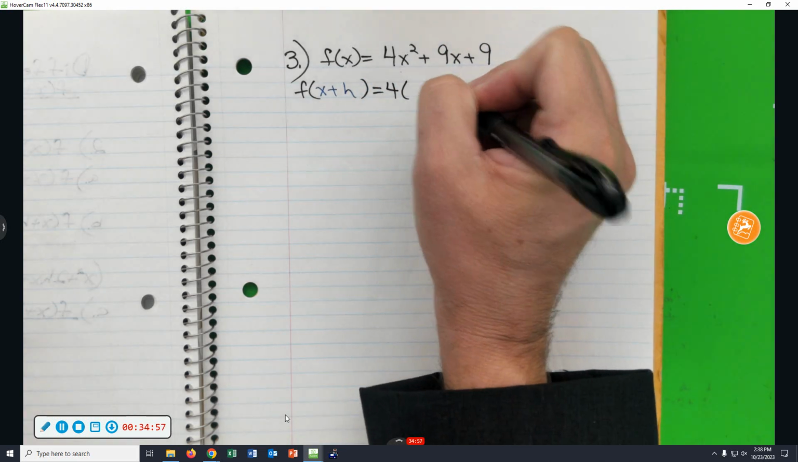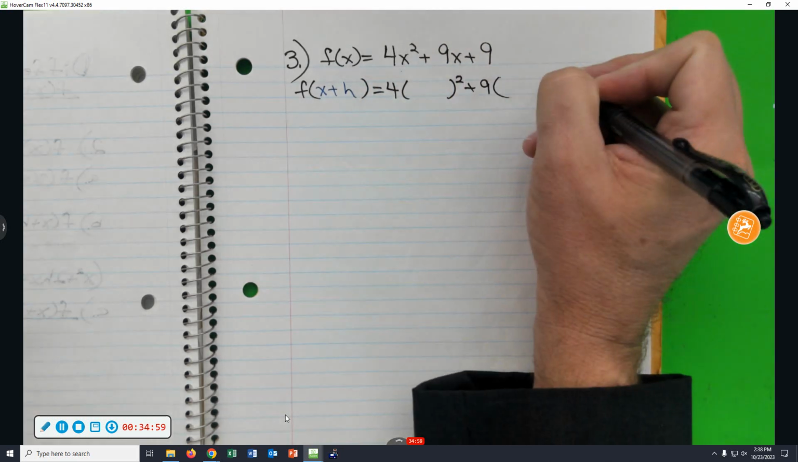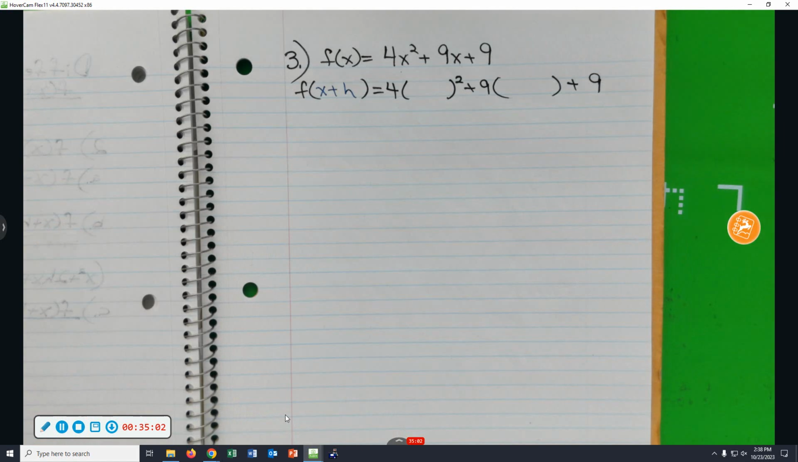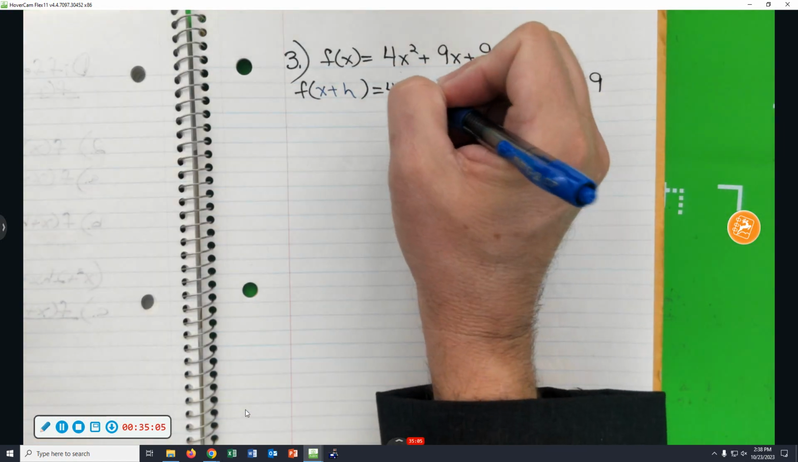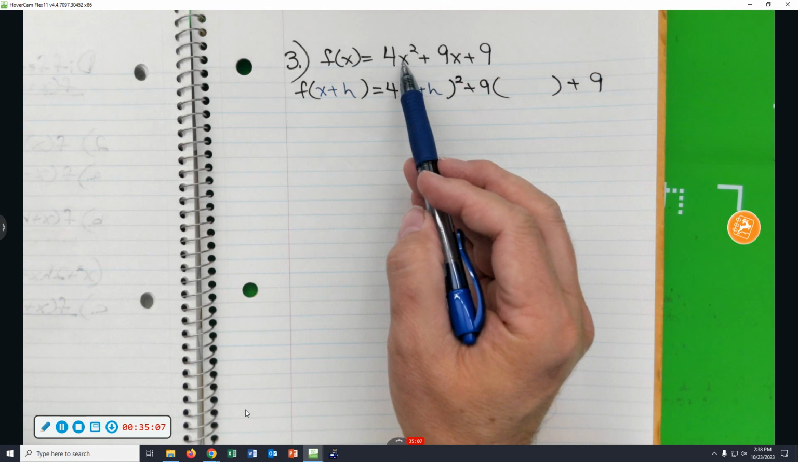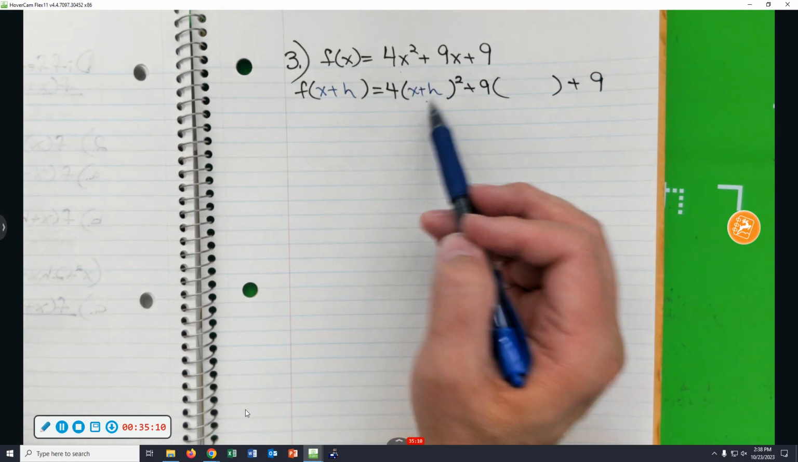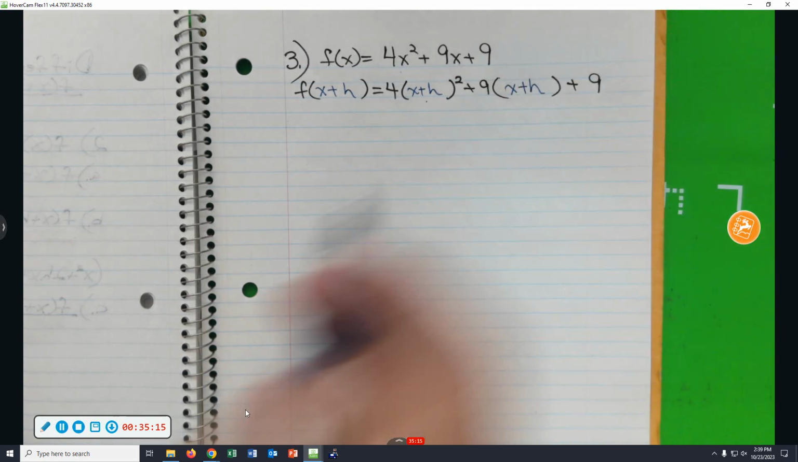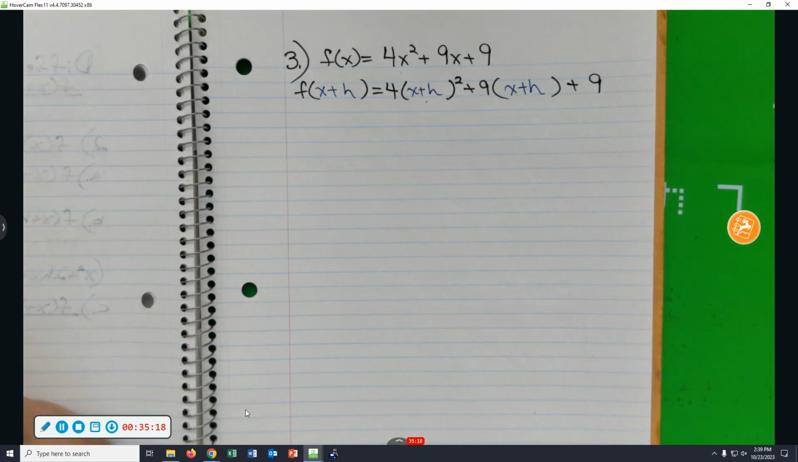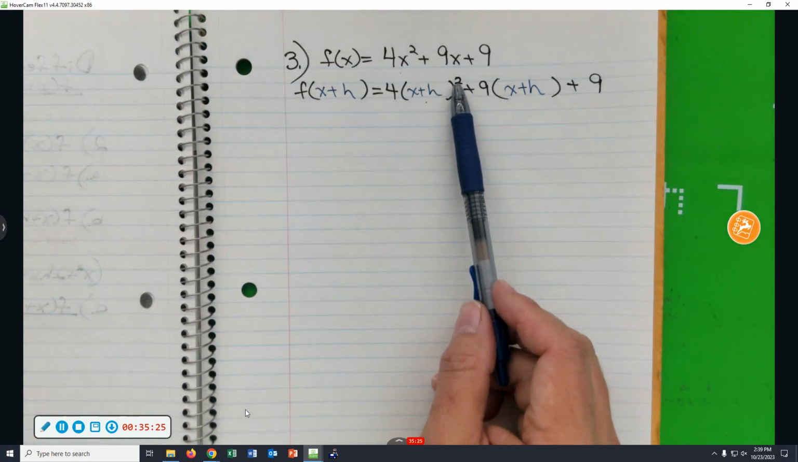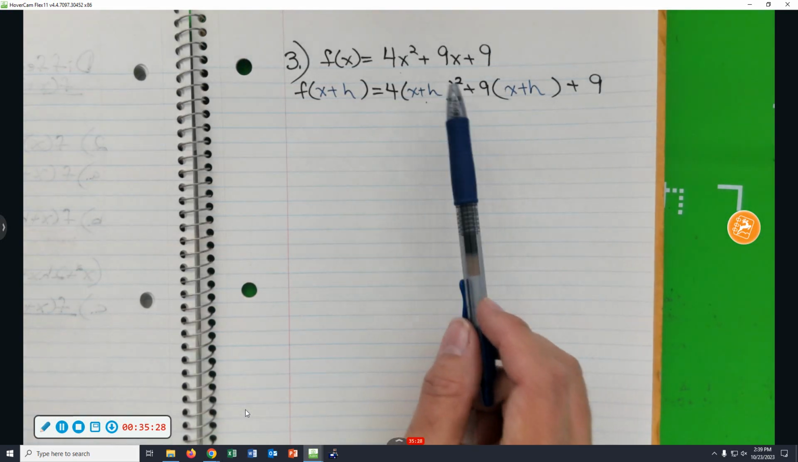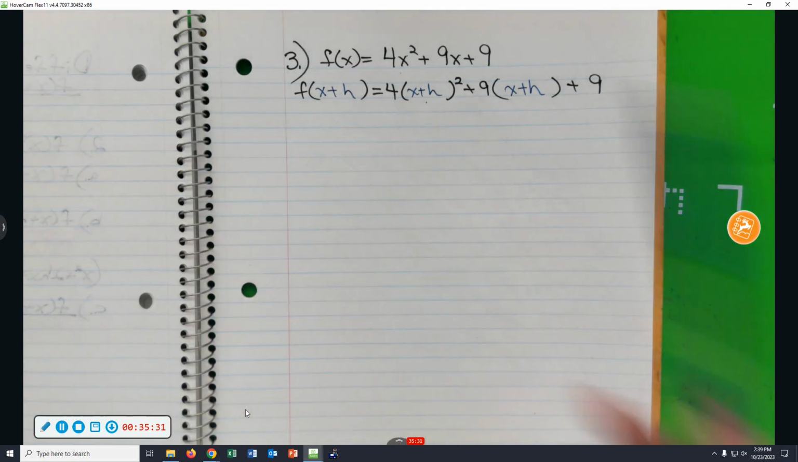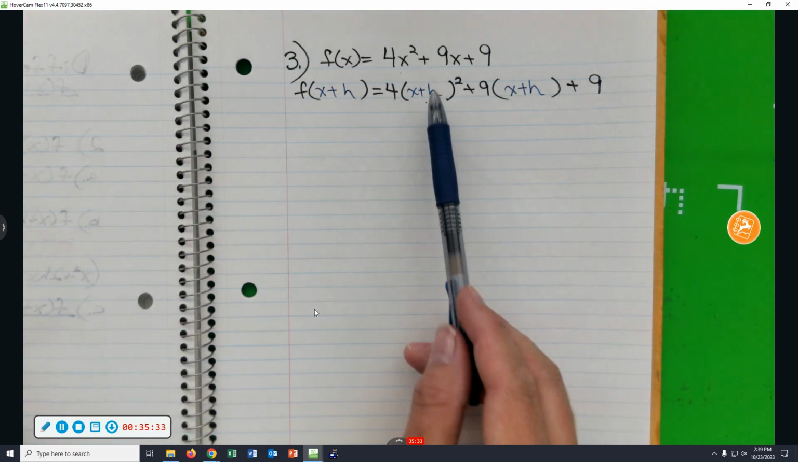Replace the x with x plus h. So we're going to replace that x with x plus h. Replace this x with x plus h. And now we're going to have to remove those parentheses. As I told you, there aren't any where there's x cubed. If there were cubed, it'd get messier. You'd have reason to complain. With the square, you don't have reason to complain. We know what we have to do there.